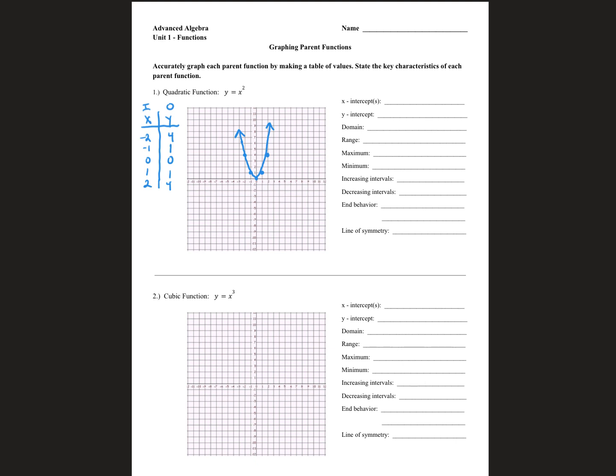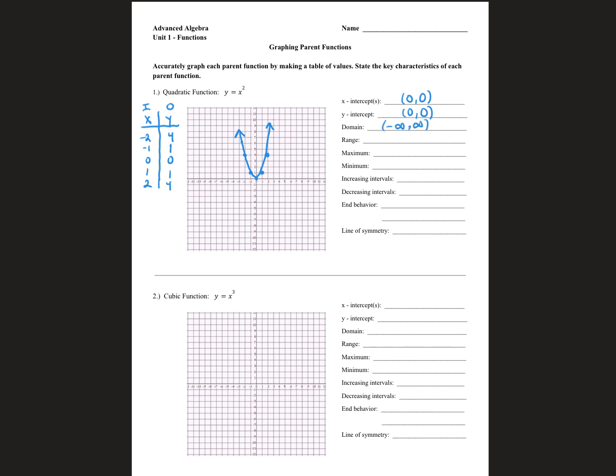So an x-intercept is where the graph crosses the x-axis. That's one time. We have to give both coordinates, 0, 0. Y-intercept is also at the origin, 0, 0. It's the only time it crosses the y-axis. Our domain from left to right is all x values. So in interval notation, that's -infinity to infinity.